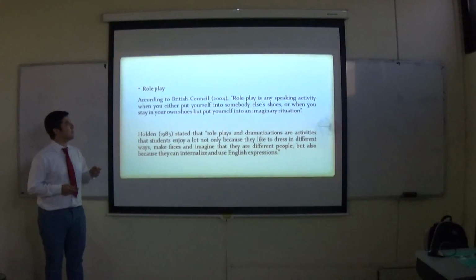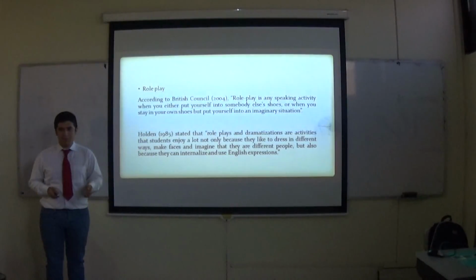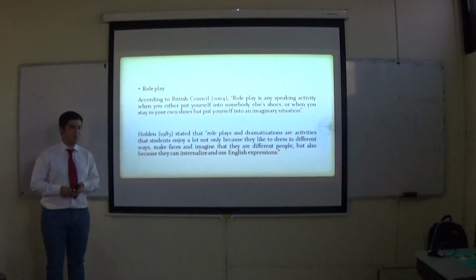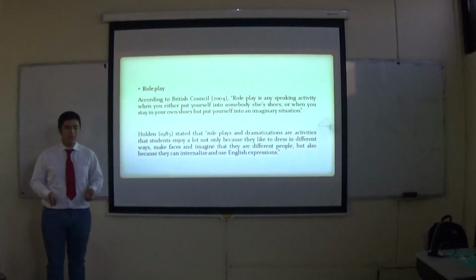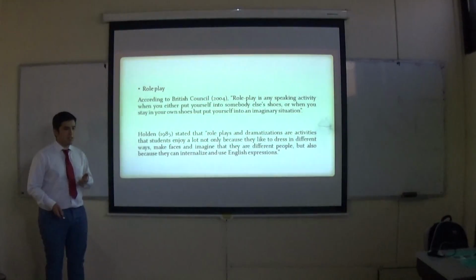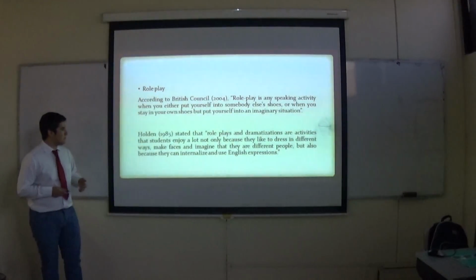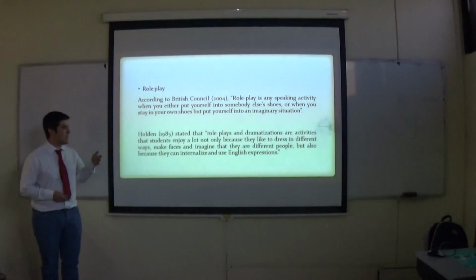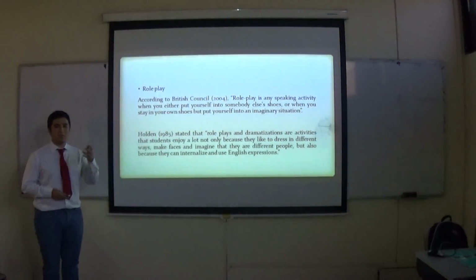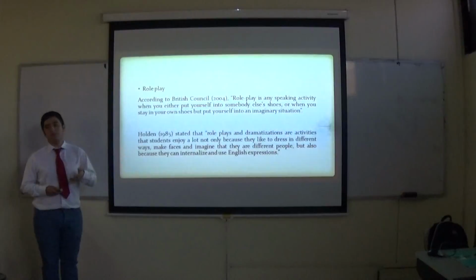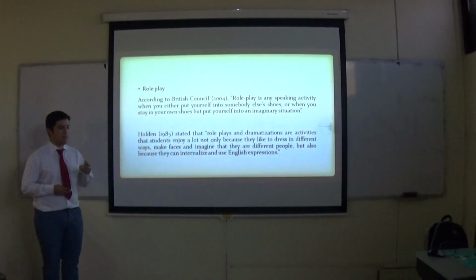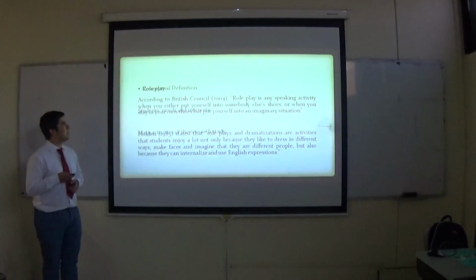The other concept is role play, which, according to the British Council, which gives a very informal definition, is to put yourself into somebody else's shoes. In this case, obviously, it is to perform an activity assuming a role in a real-life context. And Holden also stated that role play, apart from being an activity, is also a dramatization. So it's really helpful for students because they enjoy doing this activity a lot. So it's also helpful in achieving their needs and interests.